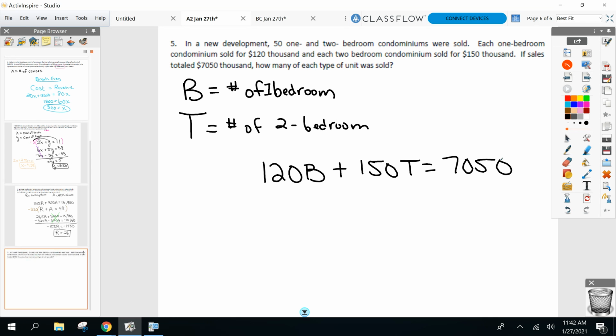All right, Isaiah stayed with the money. I need the other equation, though, with how many were sold.